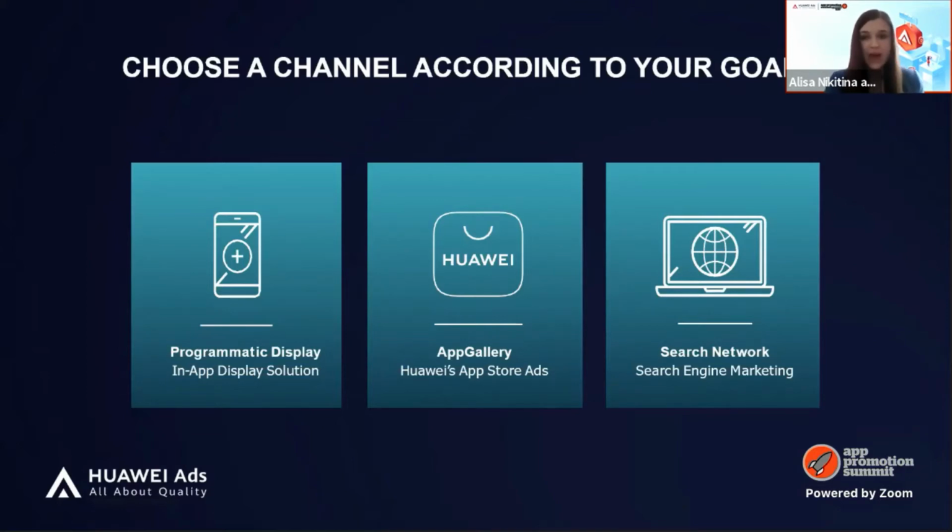Since we're here at the App Promotion Summit, we will assume acquiring and retaining users for your app is probably your main goal. The second campaign type on Huawei Ads is directly a campaign type on App Gallery, promotion on App Gallery. This is Huawei's flagship app store. And the third one is search campaigns. They let you reach users when they're looking for information on Petal Search, our search engine.